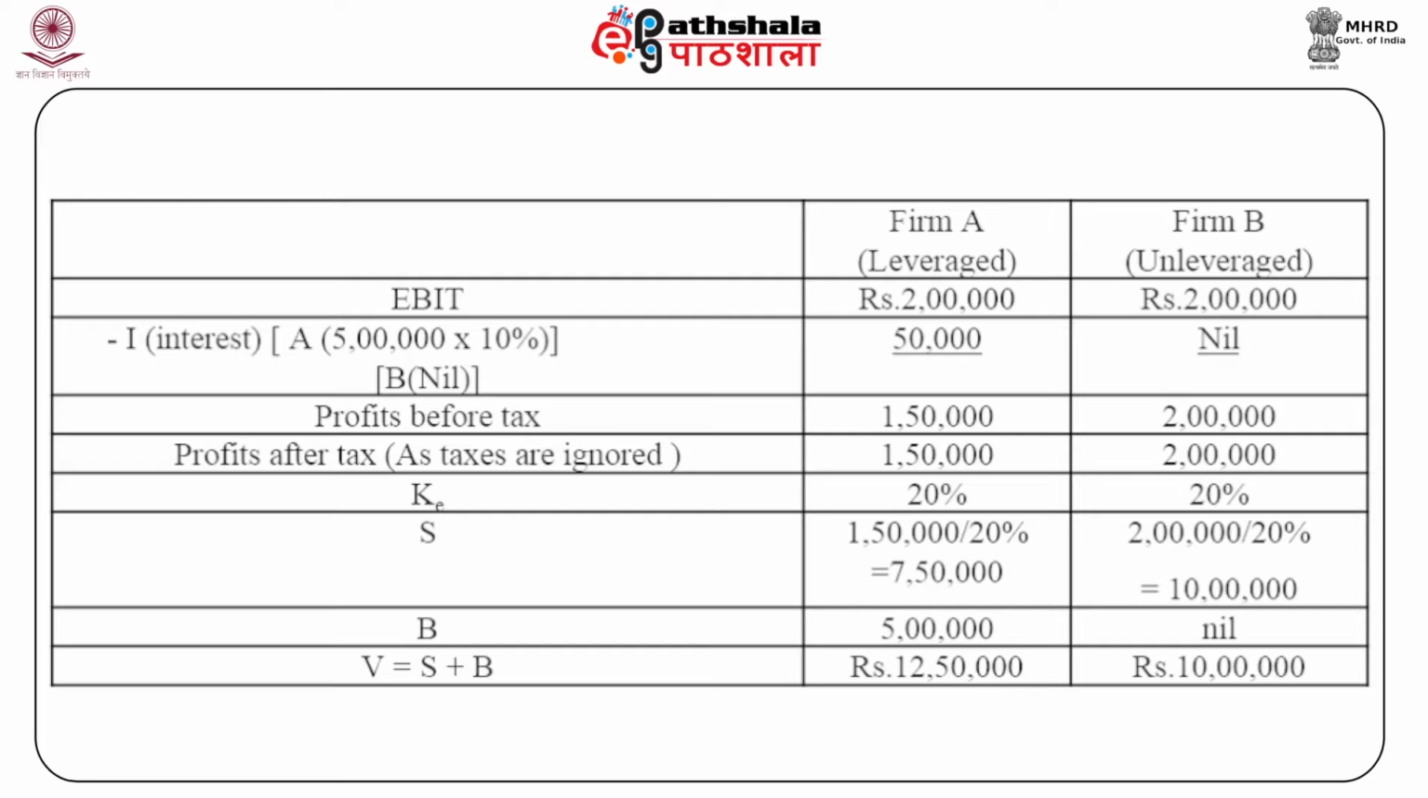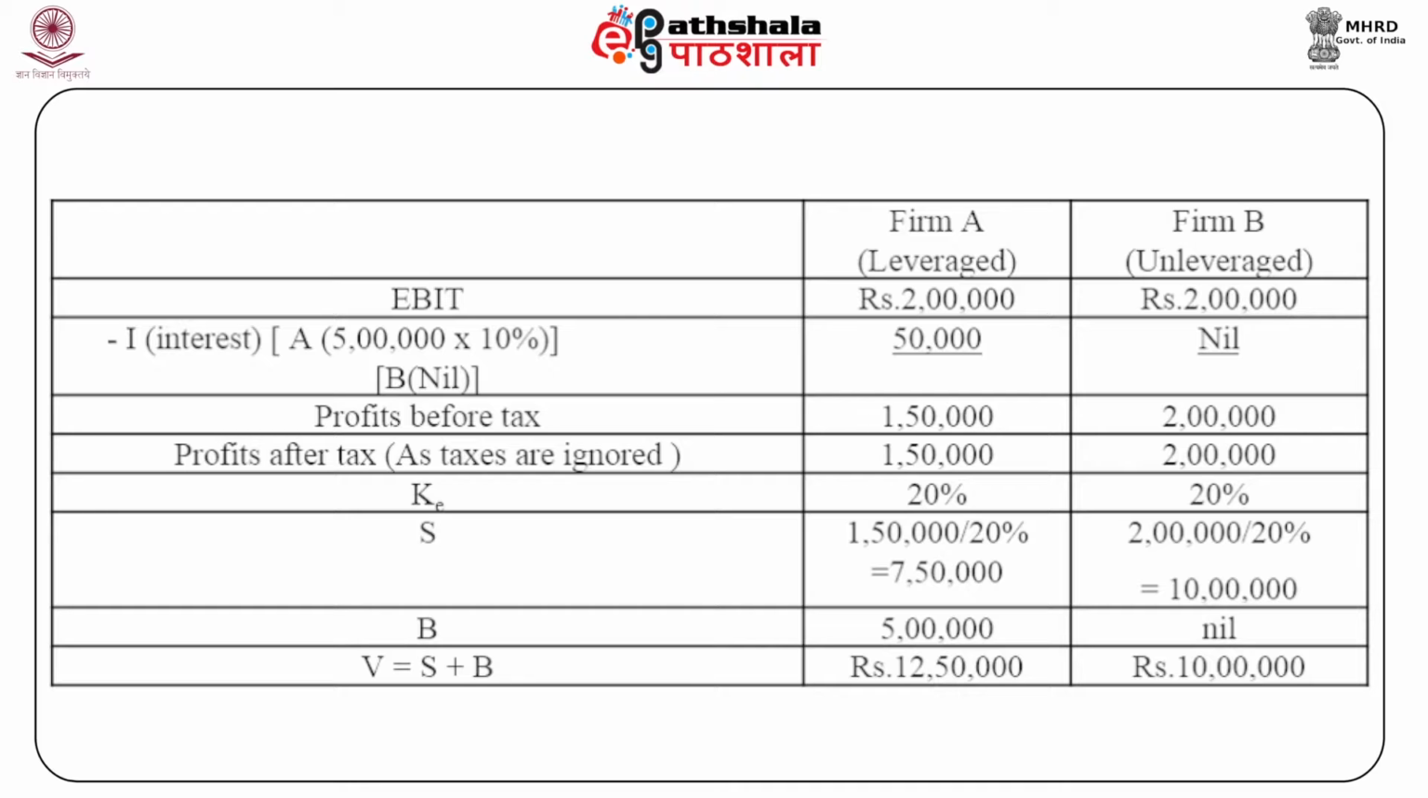That is available to the equity shareholders at 20%. So the value of the shareholders' portion of the firm is 1,50,000 divided by 20%, which gives you 7,50,000. The value of the debt is 5 lakhs. So the total value of firm A is 12,50,000.